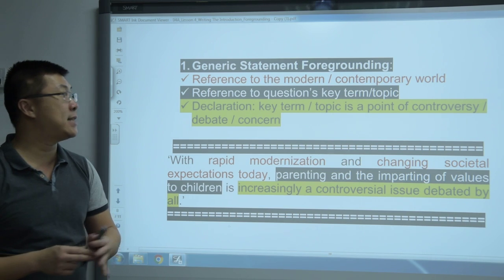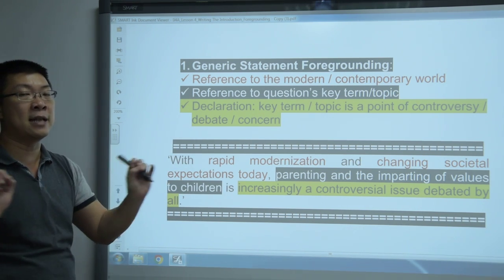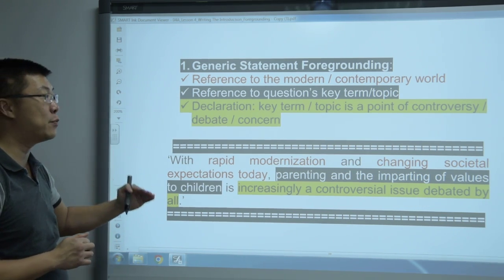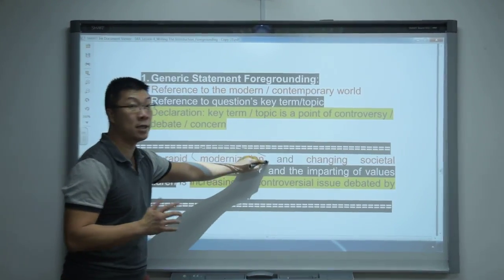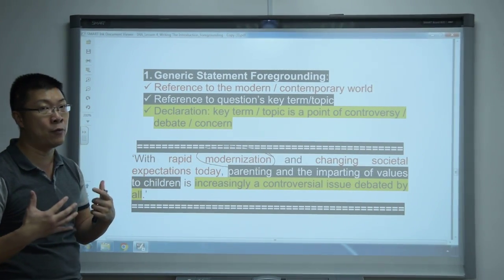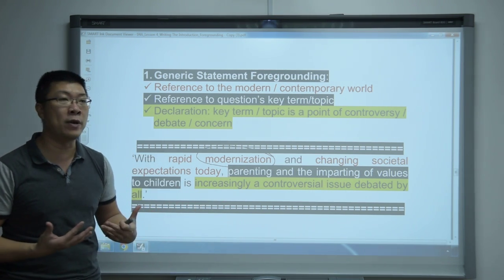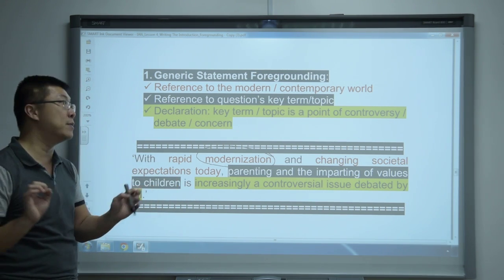Right, so for your generic statement, how do you go about writing it? It's one simple sentence with two parts to it. Number one, there must be some reference to the modern contemporary world. Just the phrase modernization over here, for instance, would be enough to get your reader to think about it. Some other possibilities: you can say in our world today, or with rapid developments nowadays. So the idea of contemporary development is critical.